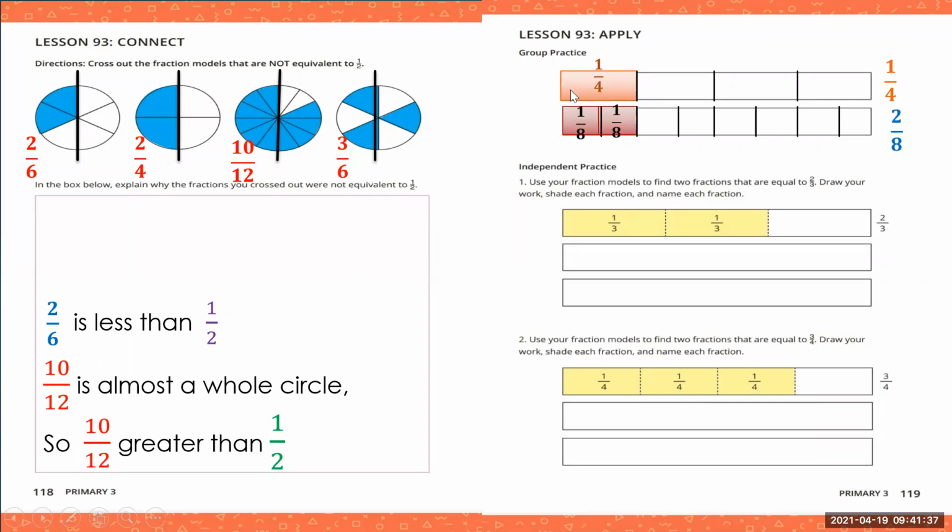Here, I have visual comparing. Visual comparing means you can look at the shape and find the result. I have here fourth or 1 over 4, and here 2 over 8. I have colored 2 over 8 and here colored 1 over 4. They are equal or not? Yes, they are equal.